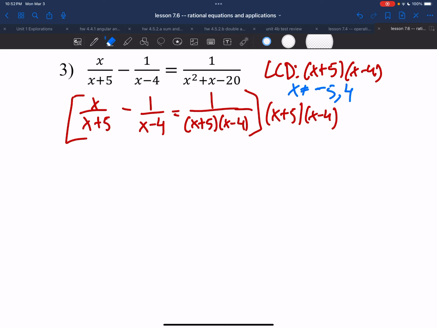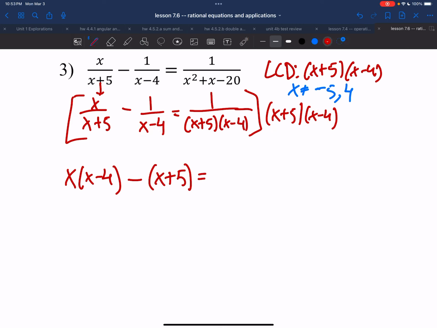Okay. Well, let's go ahead and multiply these guys. This x plus 5 cancels. I'm left with x minus 4. So it's going to be x, the numerator right there, times x minus 4, the other term of the LCD that I multiplied by, minus, now this is 1 over x minus 4. The x minus 4's cancel, so it's just x plus 5. So it's minus 1 times x plus 5 equals, my favorite part is when this denominator matches this multiplier, because then everything cancels. You're just left with what's in the top, which is 1.